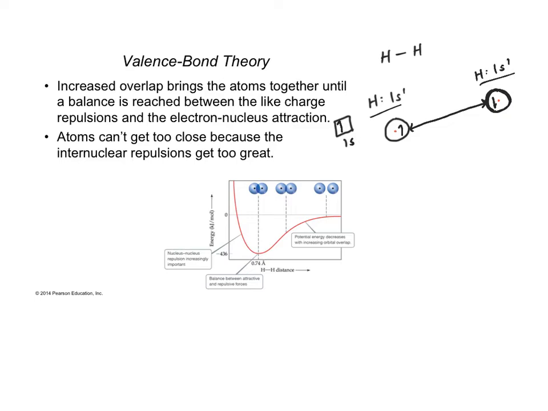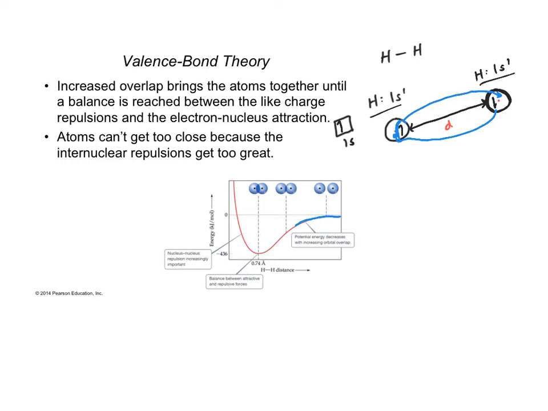Now, as we bring these guys closer together, as we decrease this distance, there's not only going to be the attraction between an atom's electron and its nucleus, but now we're also going to start to develop an attraction between this atom's electron and this nucleus. Same thing for this electron, it's also going to be attracted to this nucleus. So as we bring these guys closer together, this attraction is going to decrease potential energy.